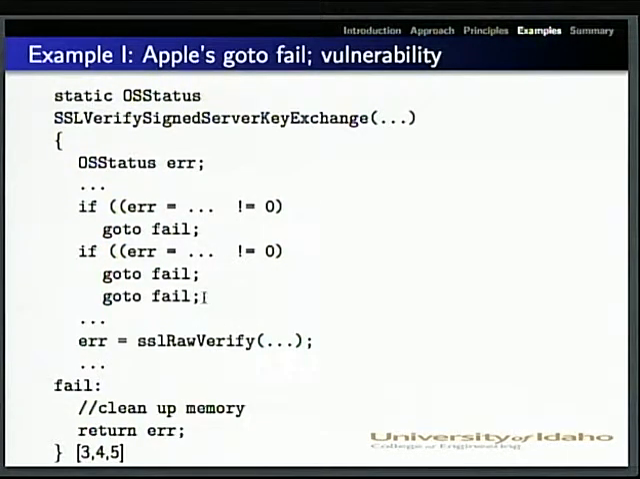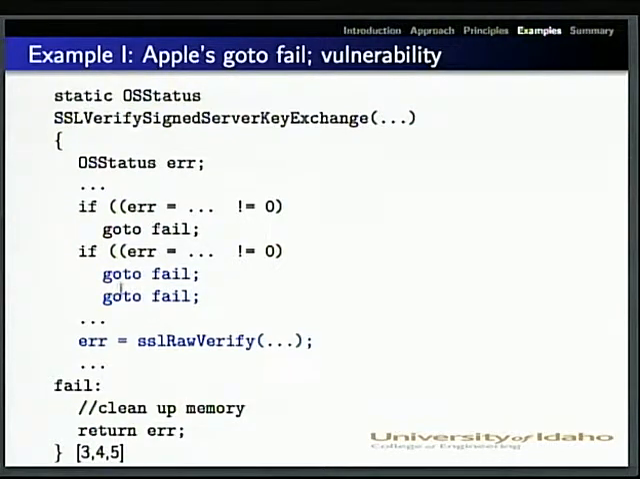Now, the vulnerability resides in this error here, which is actually a programming error, which is the repetition of this goto fail statement. And what happens here is that if you look at the way C works, when you execute this if statement, if the condition is true, you're only going to execute the first line immediately under the if statement. The second line, so this second goto fail, is really outside of the if statement.